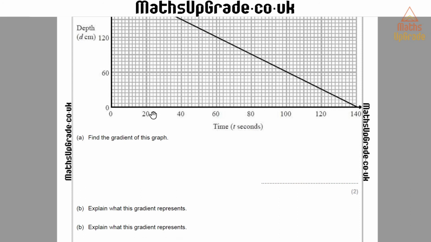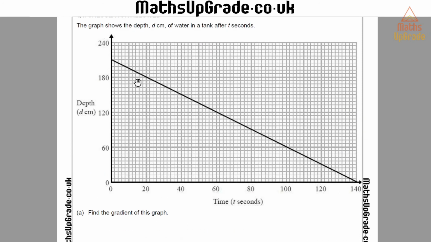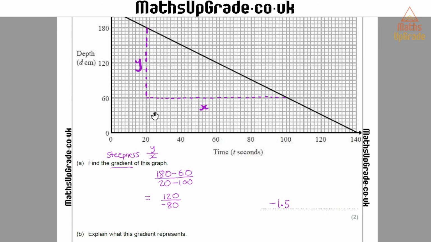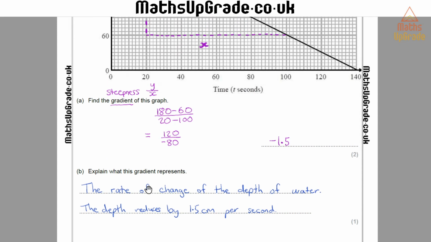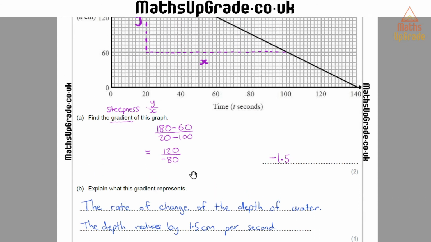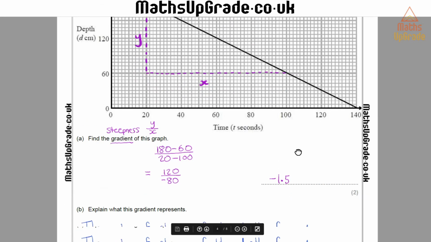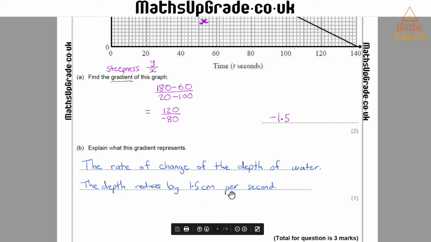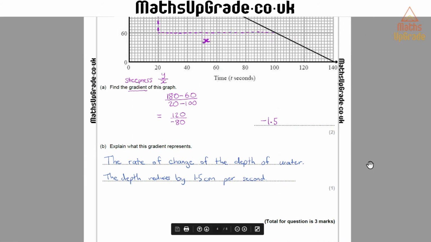So explain what the gradient represents. So just look at the axes. So we've recognized gradient as the rate of change in the y-axis divided by the x-axis. So it's how much the depth changes with respect to time. So it's the rate of change of the depth of water in that tank. And we know the depth goes down by 1.5 centimeters every second. We know that since we worked out the gradient here. So the depth reduces by 1.5 centimeters per second. And that's your 3 marks for that question.